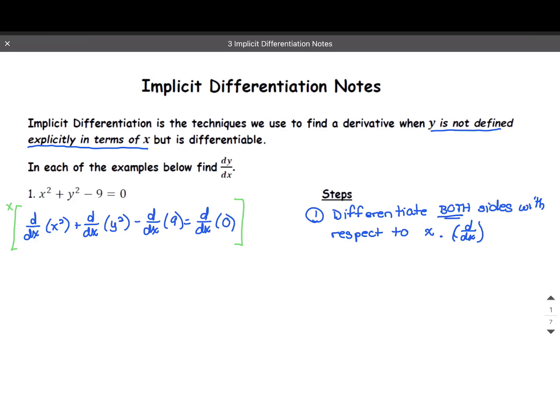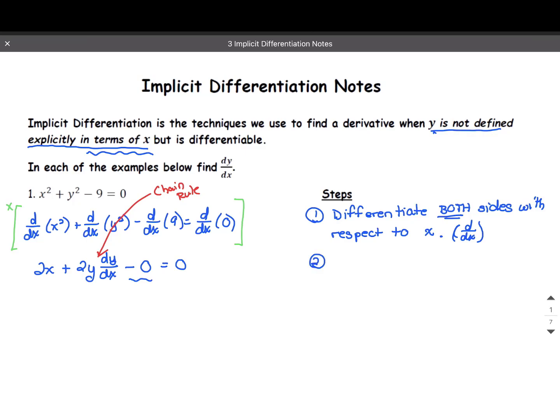Because now we're actually going to take the derivative. So the derivative of x squared is 2x plus, now the derivative of y squared is 2y times dy/dx, because remember, y is a function in terms of x. So there's x's hiding inside of y. You have to use the chain rule. You take the derivative of y squared, but don't forget to take the derivative of y. Next step, minus the derivative of 9 is 0, equals the derivative of 0 is 0. So we don't need this 0.